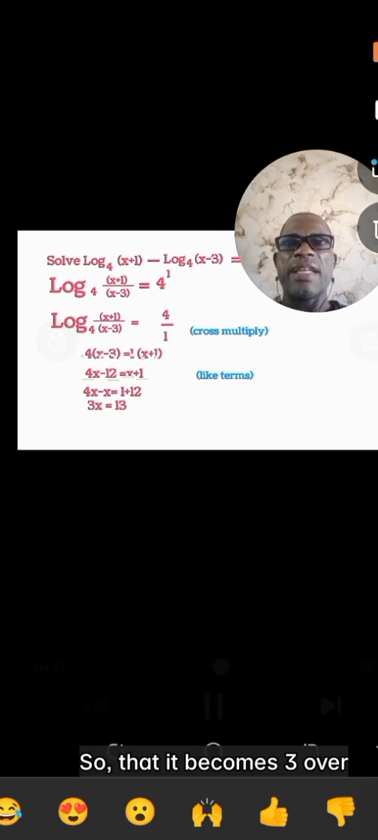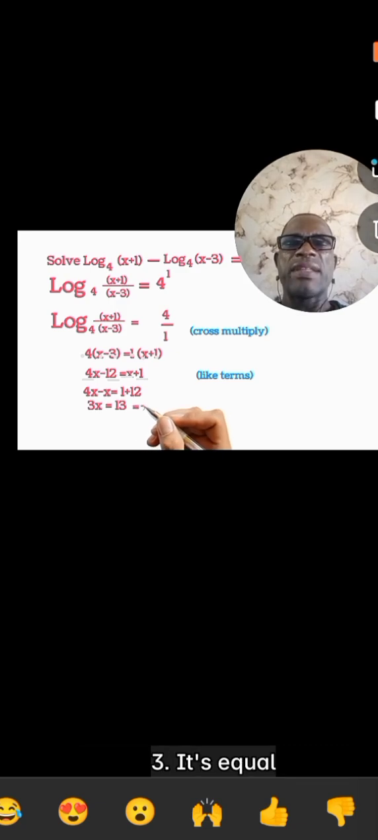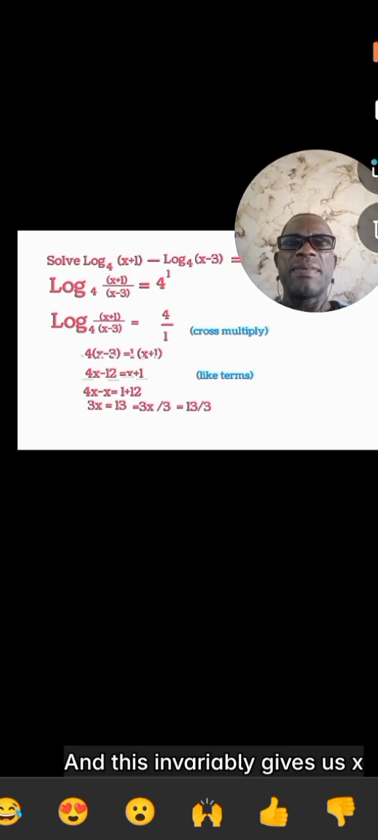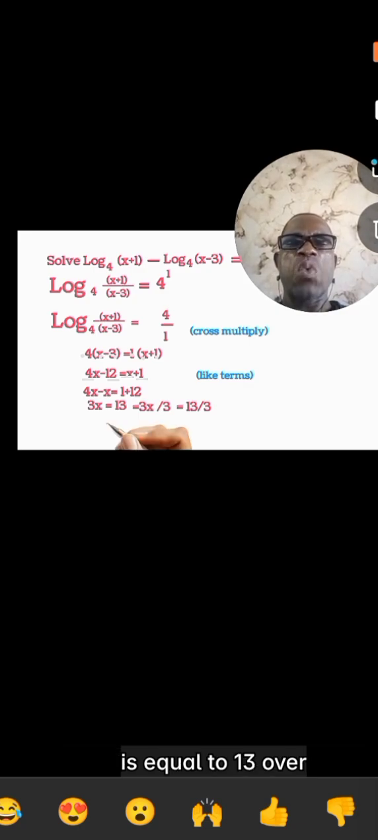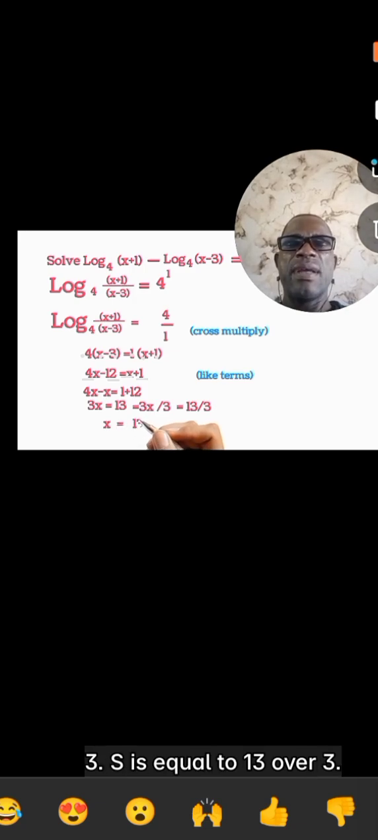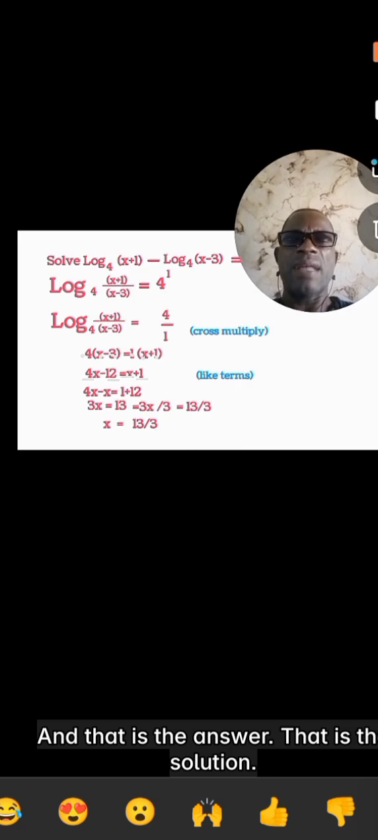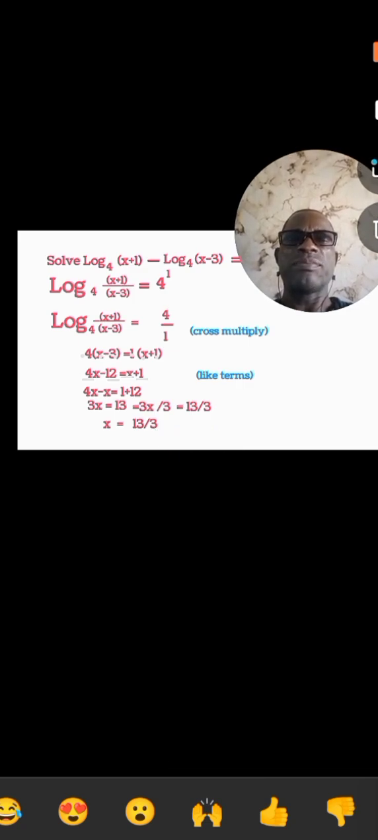So it becomes 3x over 3 is equal to 13 over 3. And this invariably gives us x is equal to 13 over 3, and that is the answer. That is the solution.